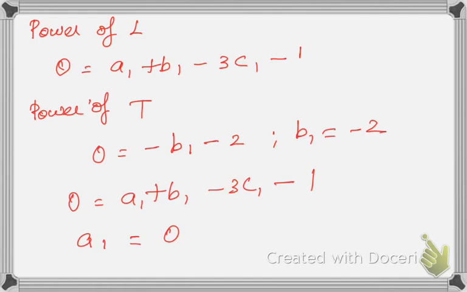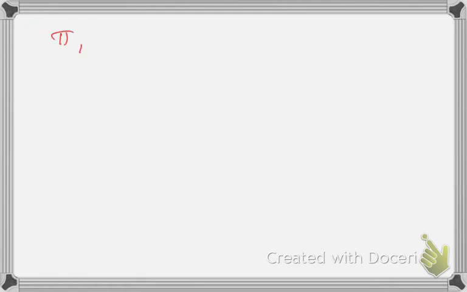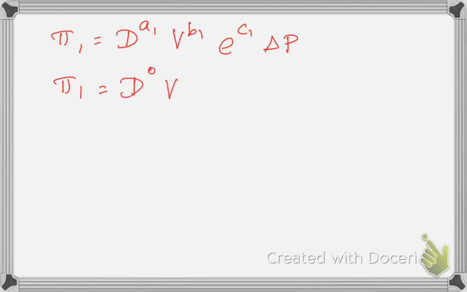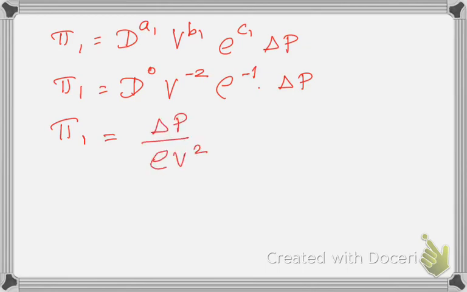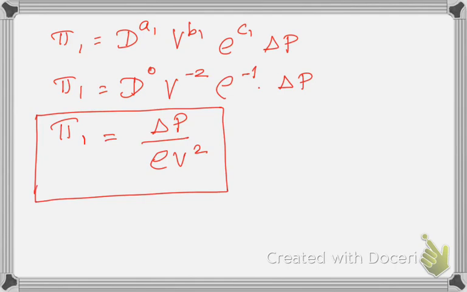Now what I'm going to do is, in the pi term I have to substitute all the values. Something like my pi1 is nothing but d^A1 V^B1 rho^C1 del P. So now my pi1 is equal to d^0 V^-2 rho^-1 into del P. So my pi1 is equal to del P by rho V square. So this is the pi1 term. So I have got pi1. Similarly I have to get pi2, pi3 and pi4.